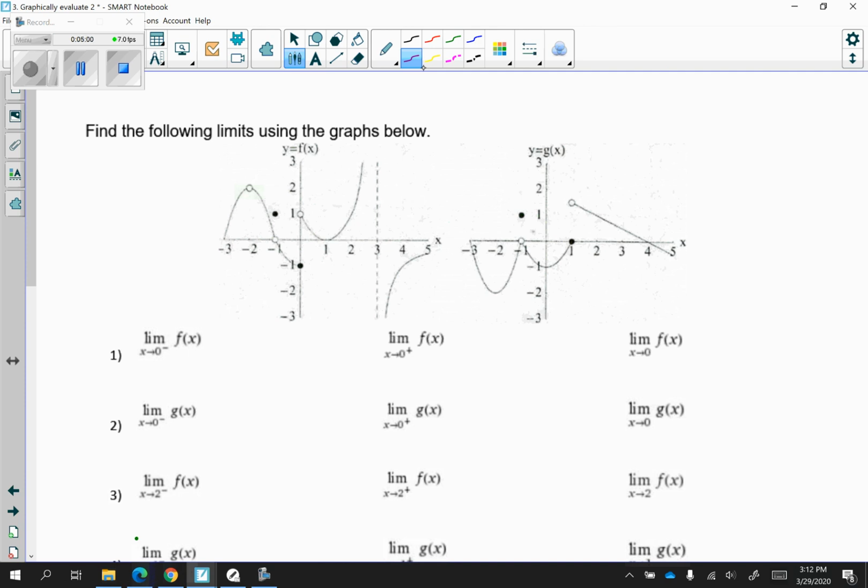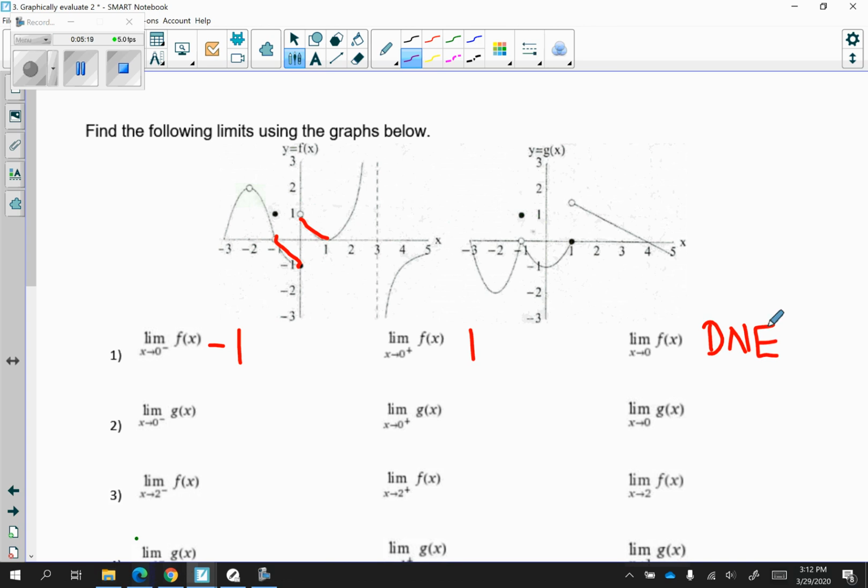I'm at 0, but I'm approaching from the left, so that's going to be -1. 0 from the right is 1. Do these two numbers match? No, so therefore the limit as x approaches 0 of f of x does not exist.